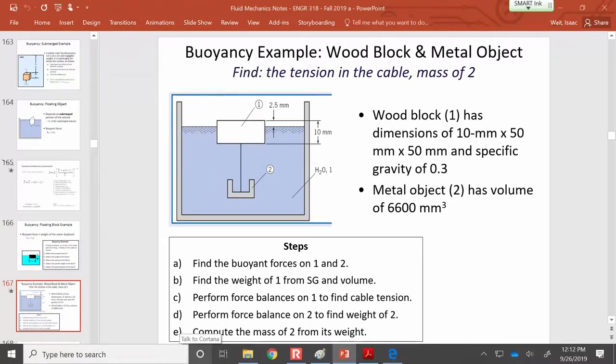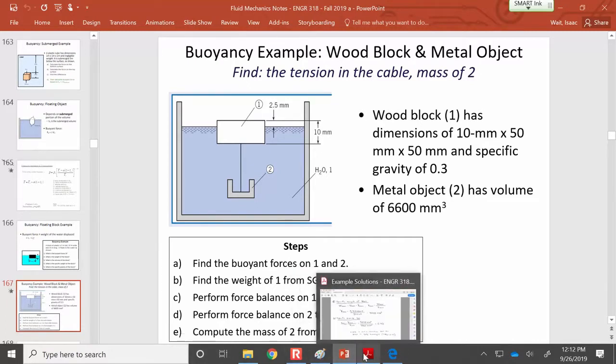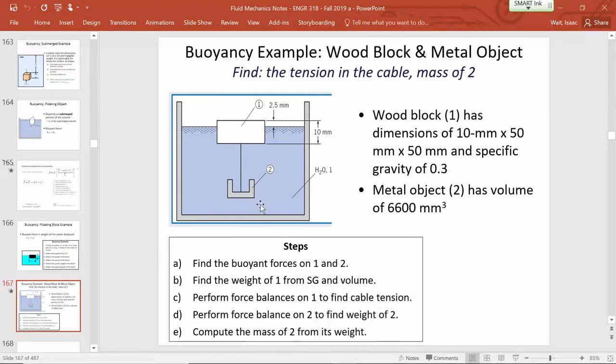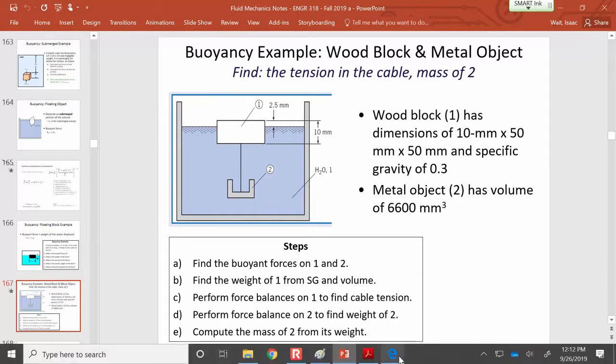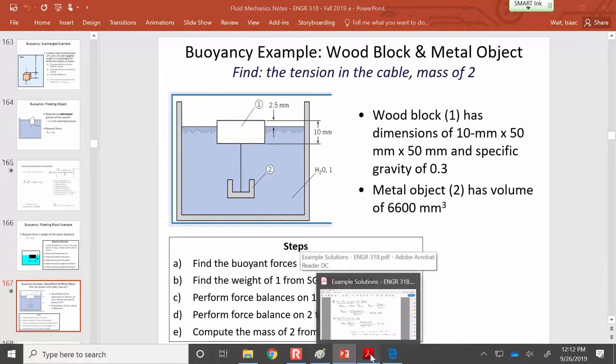All right, we're running low on time, so I'm going to put the solution up and talk you through the process for determining in the end the mass of that object. This is a way of using this whole system as a scale to find out the weight.